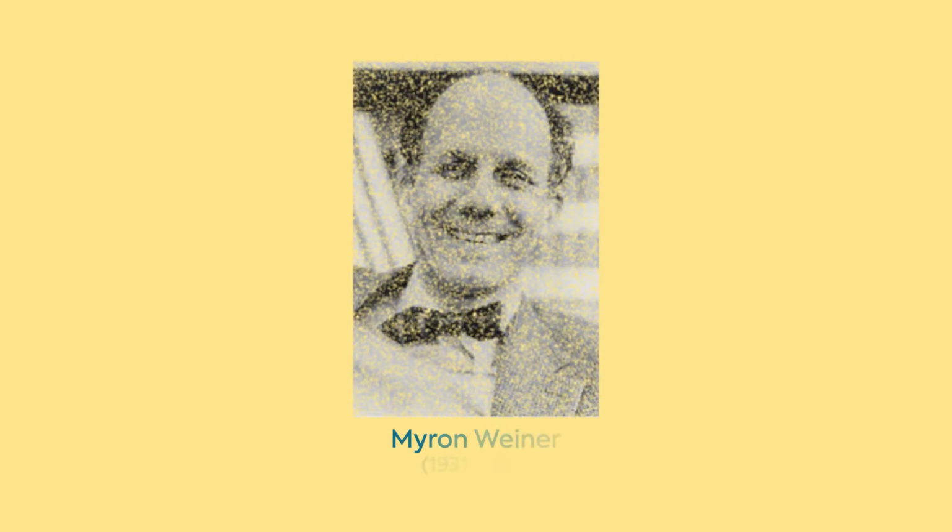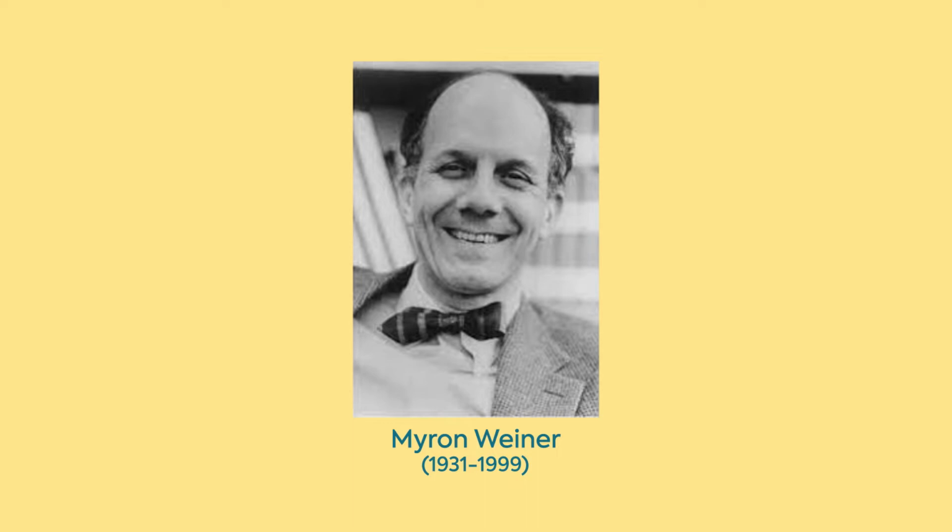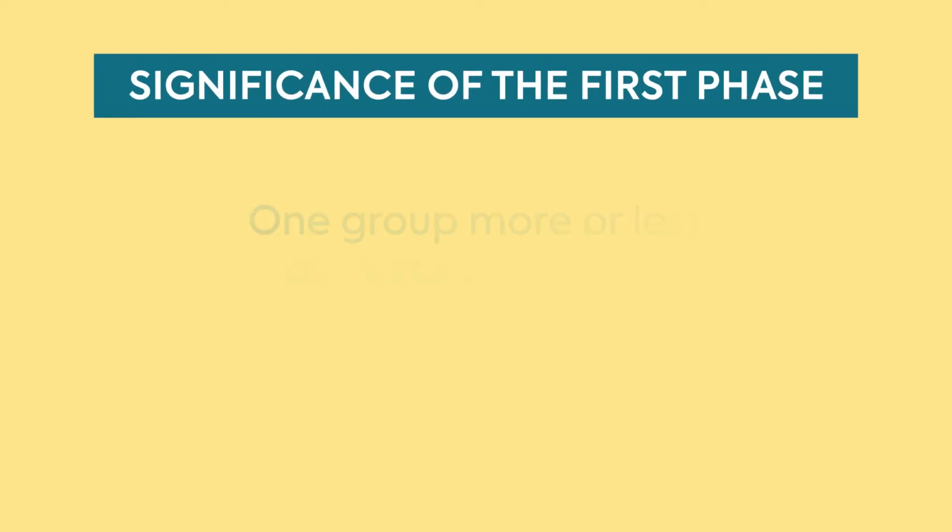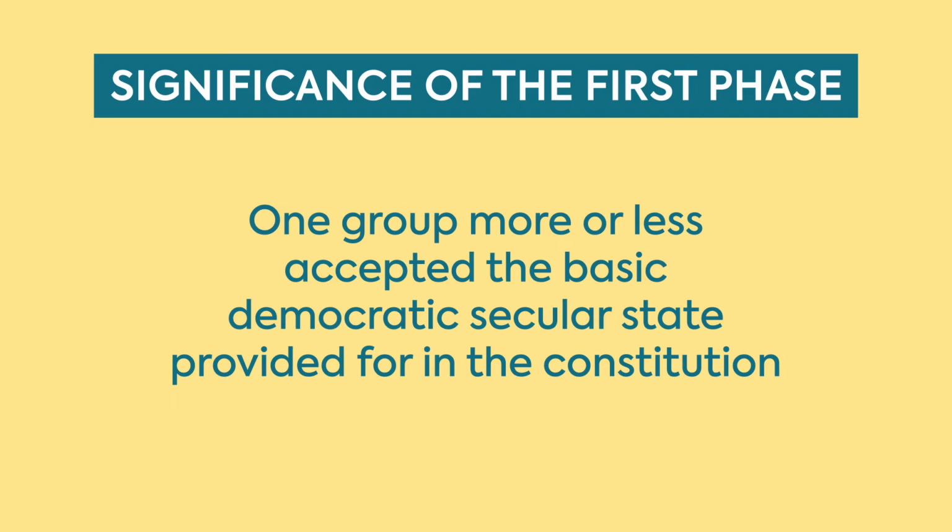Now, what is the significance of the first phase for the development of the Indian party system? According to Myron Weiner, by 1951, all these political parties exhibited certain special characteristics. And we find 4 groups of political parties had already emerged in the country. One group more or less accepted the basic democratic secular state provided for in the Constitution.